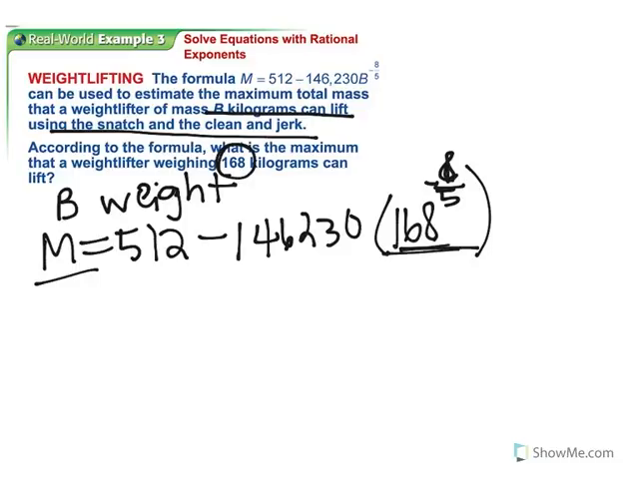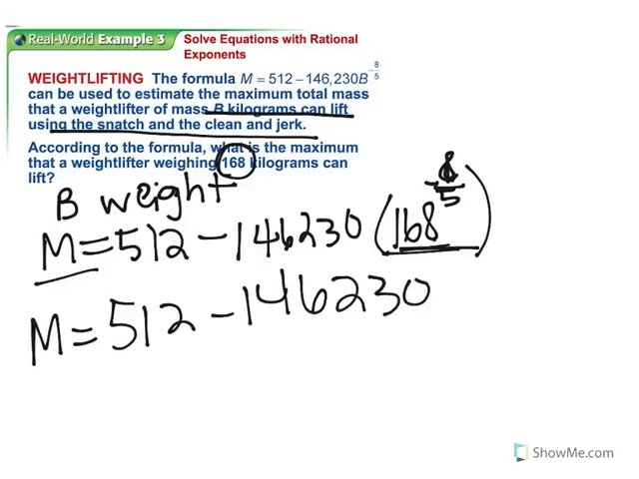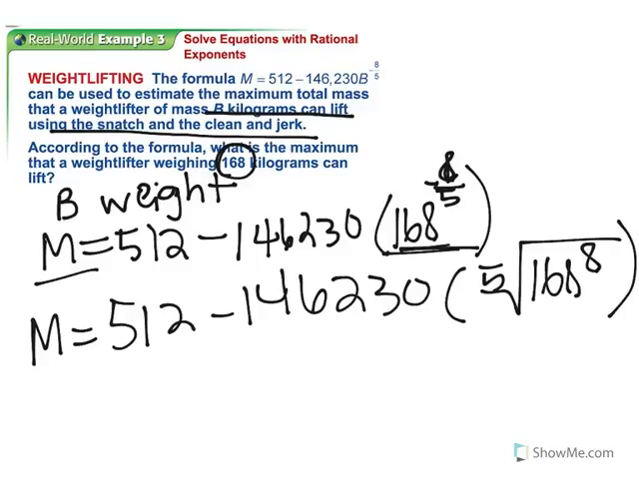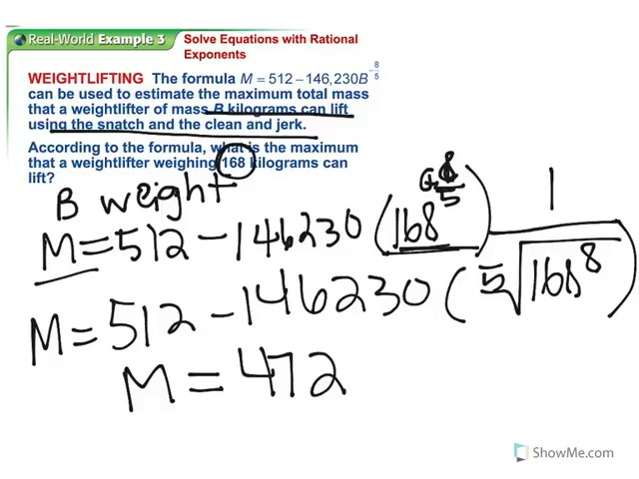So we can rewrite this the way that we learned in the previous example. So we're going to have m equals 512 minus 146,230 times the 5th root of 168 to the 8th power. And since that's negative, we're going to put it all underneath 1. So when you put this into your calculator and you evaluate it, you're going to get m equals 472. So according to the formula, the maximum weight that a weightlifter weighing 168 kilograms can lift is 472 kilograms.